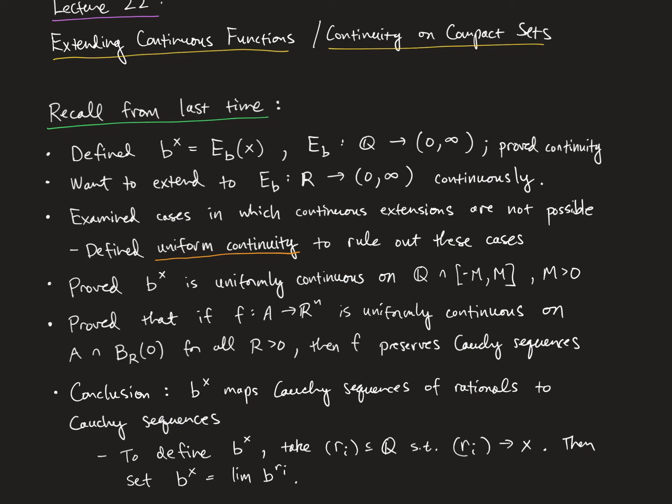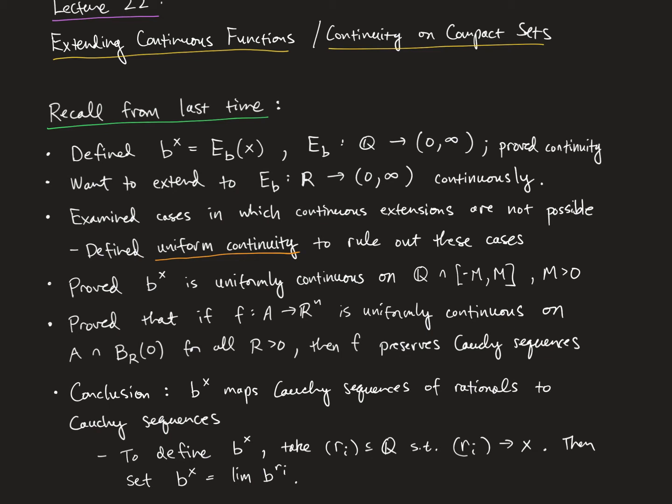And what that allows us to do is to define b to the x for any x in the real numbers by taking a rational sequence going to x. This sequence converges, so it's a Cauchy sequence, and therefore it gets mapped to a Cauchy sequence. So b to the r_i is a Cauchy sequence, and therefore it has a limit. And so we can use that limit as the definition of b to the x.